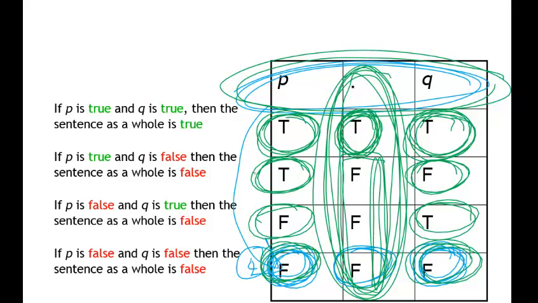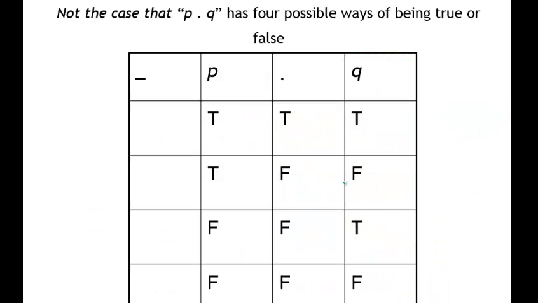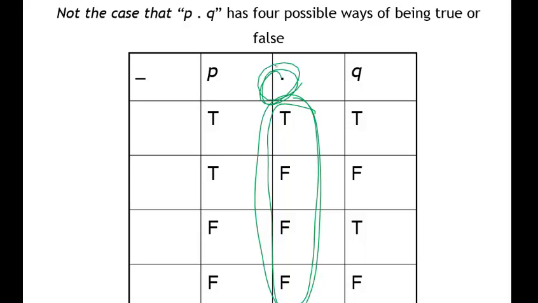Okay, good. All right, so let's move on. So note that there are 4 possible ways of being true and false for P and Q, that the definition tackles all 4 and gives you TFFF. So TFFF is the definition of and.